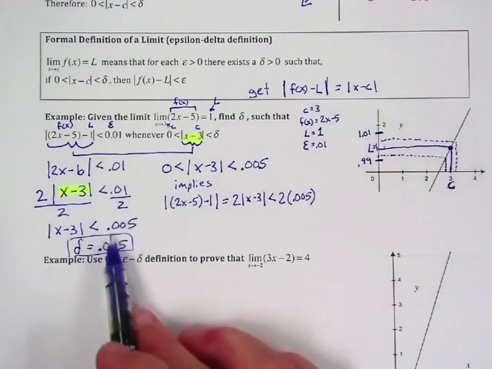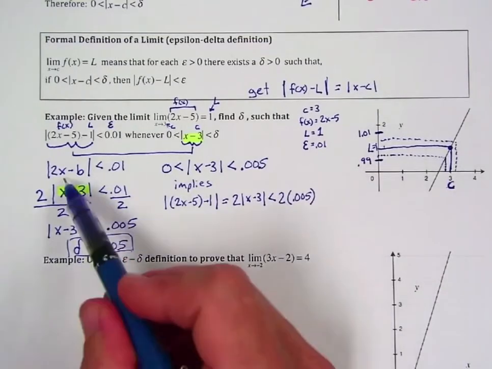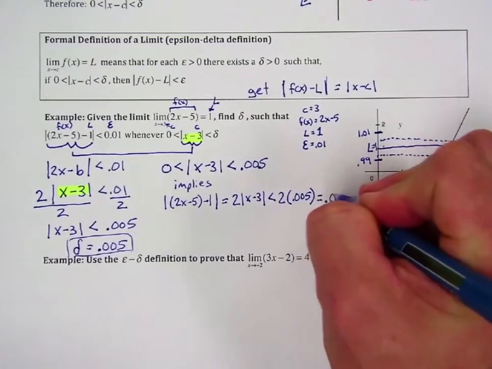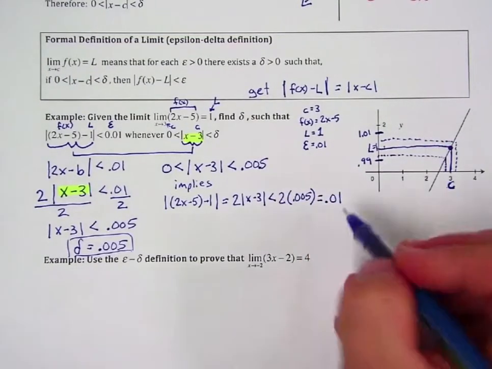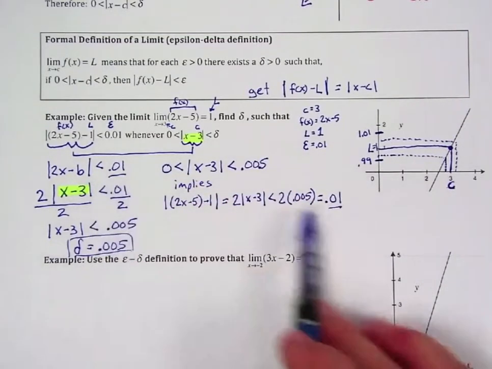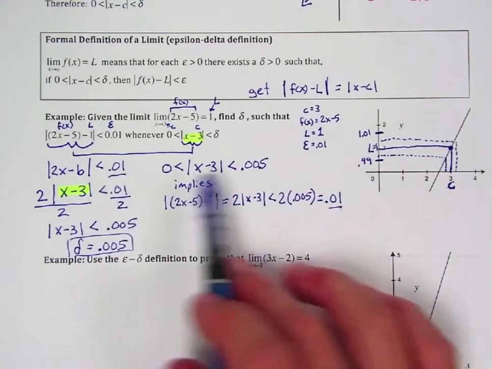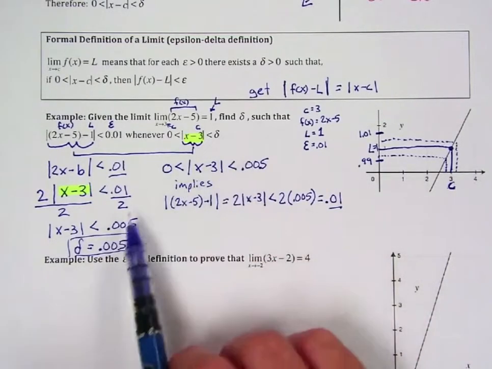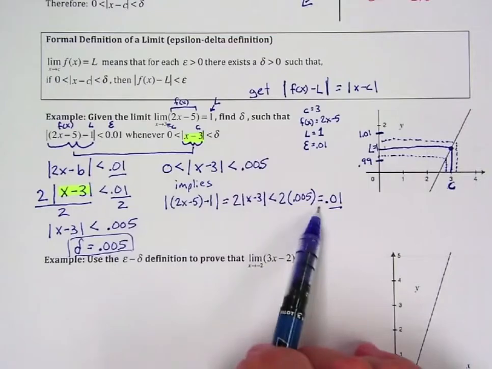Okay, so we're just kind of undoing everything we did here. So we're going backwards. We're going to say that equals 0.01. And so here we ended with the exact same thing we began with, the epsilon of 0.01, and that's how you're going to show that this delta of 0.005 actually works.